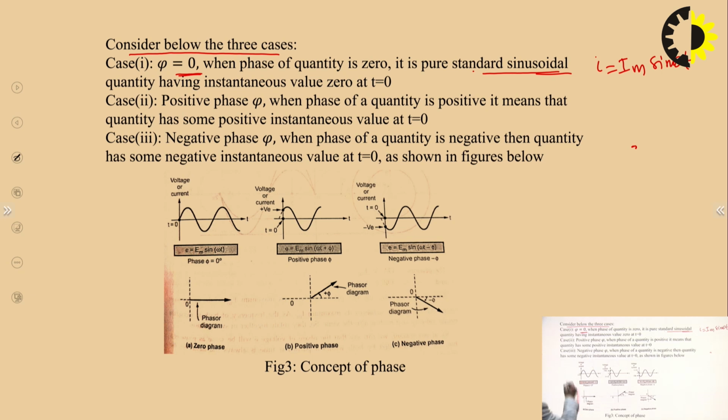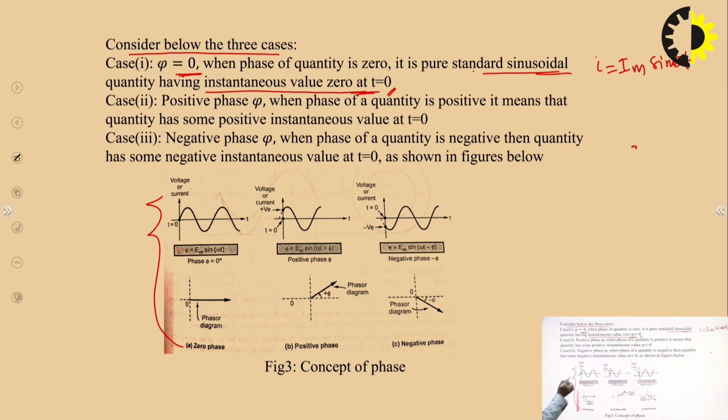When the phase angle is 0, the instantaneous value of the AC quantity at time t equal to 0 will be 0. This is the meaning of phase angle. This can be seen from this waveform.